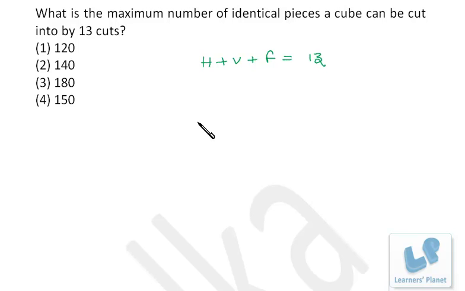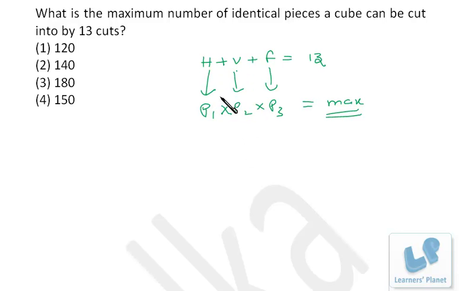Now what we have to do is find the maximum number of identical pieces. For that, the product of part 1 into part 2 into part 3, right? From H we are getting parts, maybe part 1, this is part 2 and this is part 3. So that should be maximum, right? Now an important logic is involved over here. Just listen to me carefully. This product will be maximum if the difference among H, V and F is minimum, right?